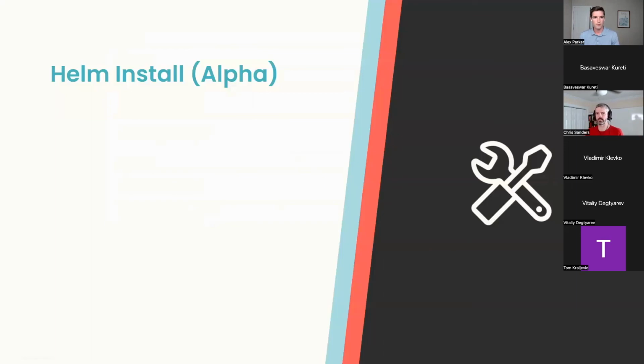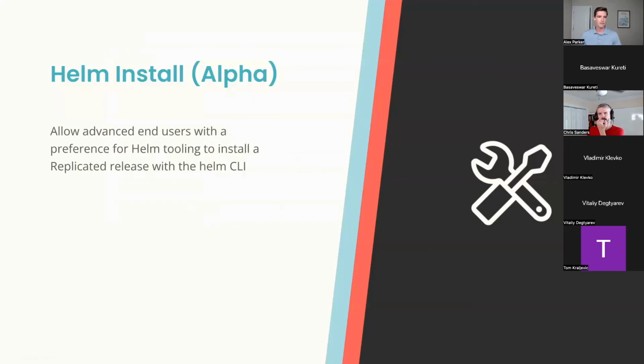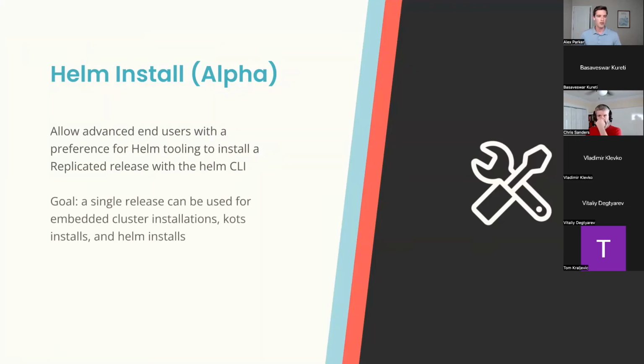All right, two more. Let's go through these real quick so we've got some time for questions at the end. So the Helm install, Amber alluded to this during the keynote, but this allows advanced end users that have a preference for Helm tooling to be able to install a replicated release using the Helm CLI. So if they don't want to go through the admin console for KOTS or don't want to download the KOTS CLI and use that, they could use the Helm CLI to install a release.